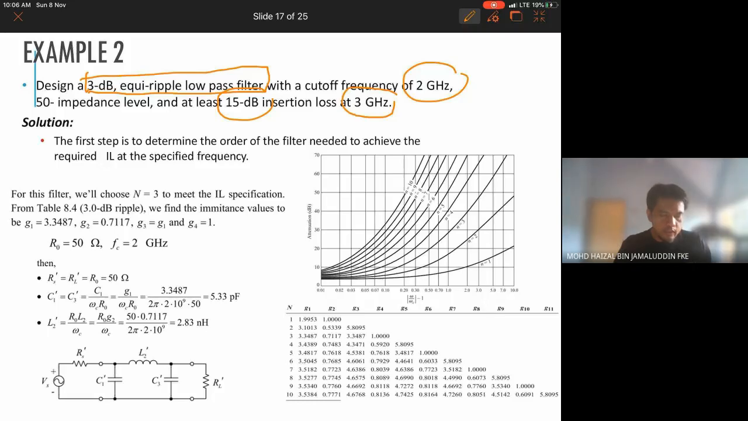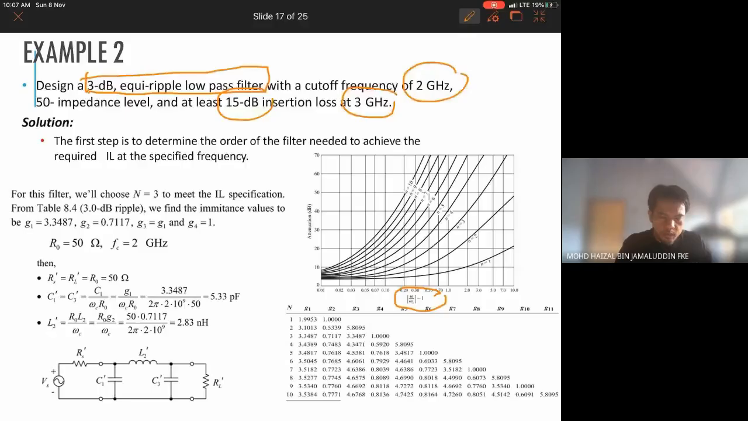Okay, we need to determine the number of order. And here, for equal ripple 3 dB, we still need to use the omega over omega C minus 1 formula. So here we have the 3 divided by 2 minus 1. So you will have a 0.5. We take the 0.5 here, okay, with a 15 dB.